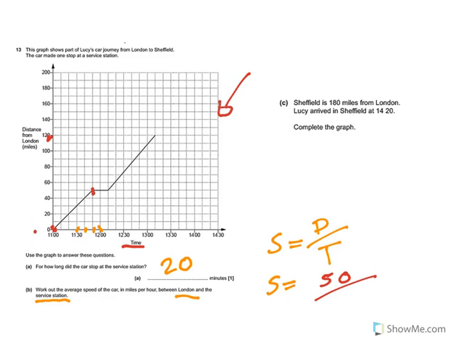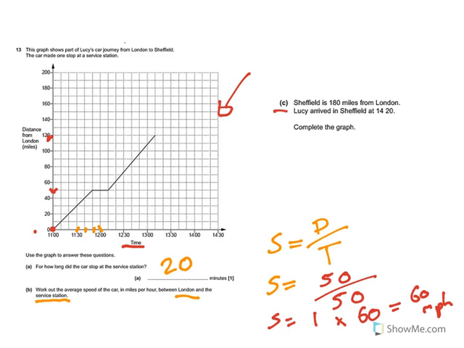We need to divide that by the time, which is, as you can see from the graph, again we start from 0 and we get to the service station at 50 minutes, so we divide by 50 and that gives us speed equals 1. But we need to multiply that by 60 minutes per hour, which gives us a speed of 60 miles per hour.